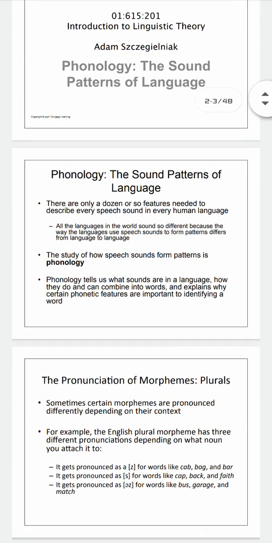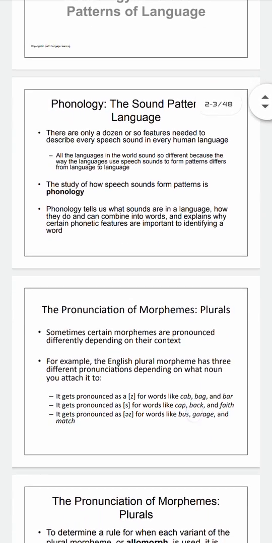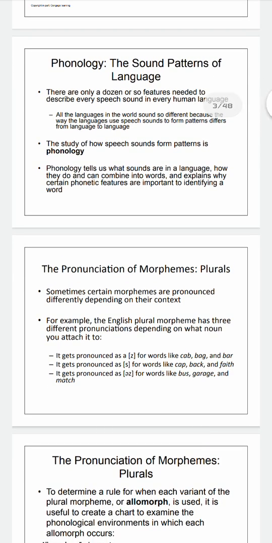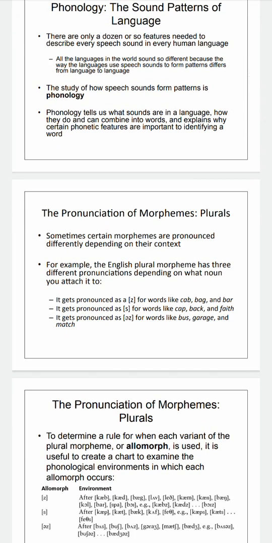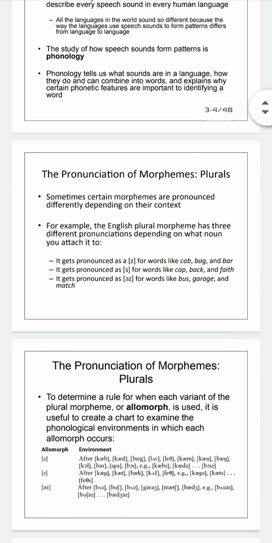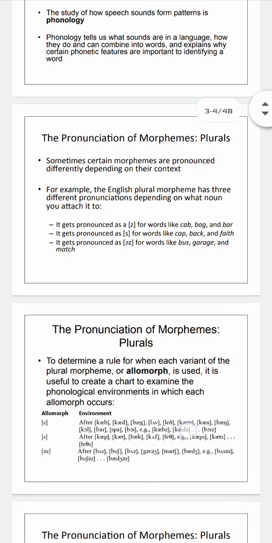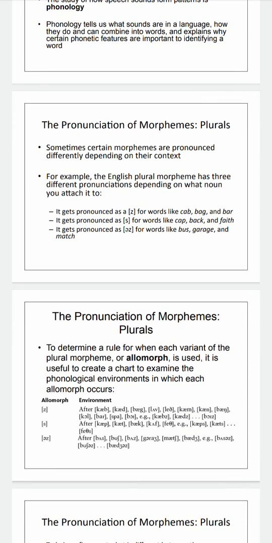So, what is phonology? It is the sound patterns of language. Talking about the sound patterns of the language, it is how we can tell what sounds are there in the language, and this is part of their pronunciation, and it comes with morphemes, and it is a plural. As you can see all of these things right in front of you, and there are different pronunciations depending upon the morphemes.